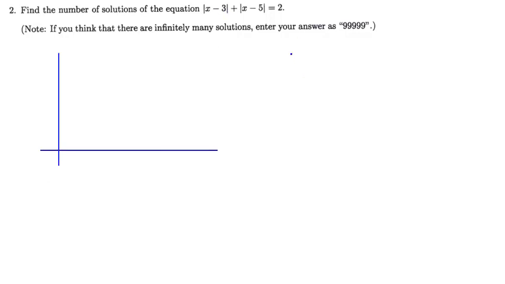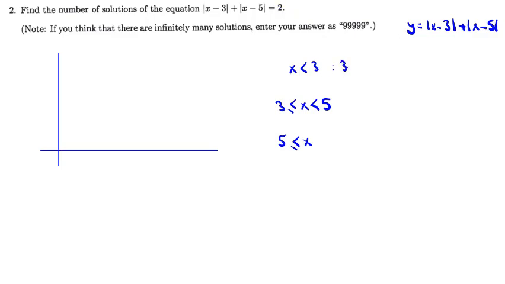We know the important points are 3 and 5, so x less than 3, greater than or equal to 3 and less than 5, and x greater than or equal to 5. If x is less than 3, consider the left side. Suppose that, for example, y equals absolute value of x minus 3 plus absolute value of x minus 5. We want to consider intersections of this y and the line y equals 2. So for x less than 3, it will be 3 minus x plus 5 minus x, which will be 8 minus 2x.